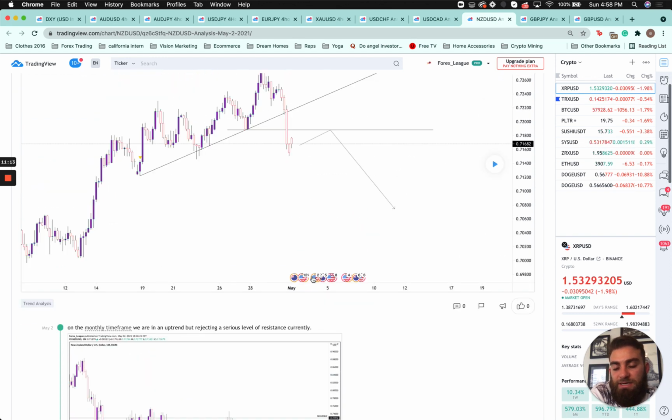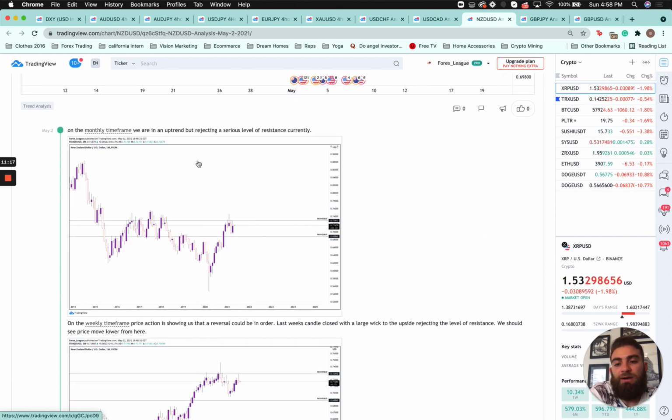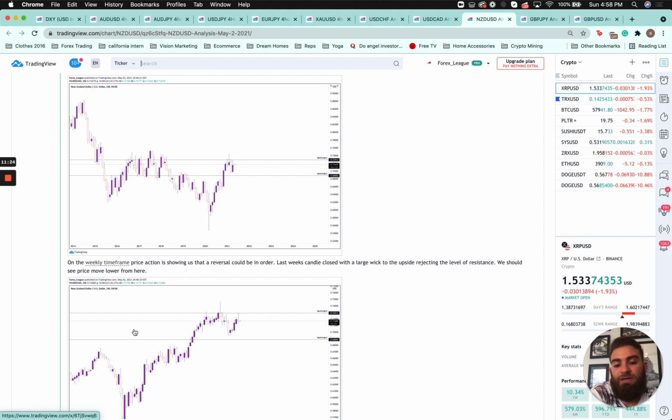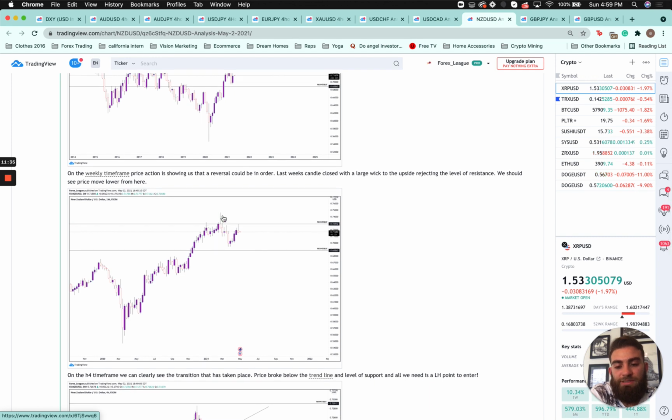Let's go next to NZD USD. So on the monthly time frame, we are in an uptrend but rejecting a serious level of resistance right here. On the weekly time frame, price action is showing us that a reversal could be in order. Last week's candle closed with a large wick to the upside, rejecting the level of resistance. We should see price move lower from here. So this is what we can see, all the wicks.